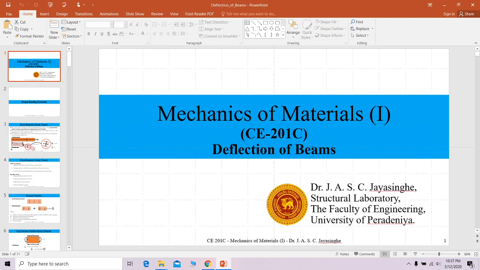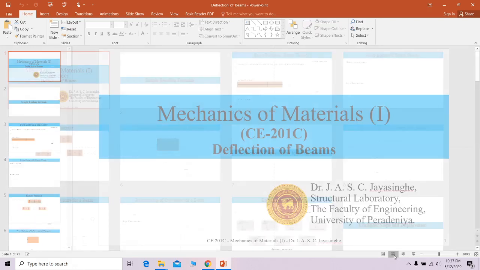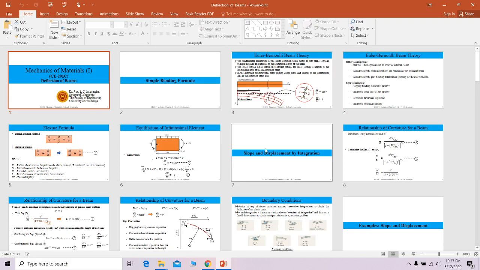This is another video lecture, and it will cover the deflection of beams. This section mainly contains three components. The first part: we are going to study how to derive equations to get slope and deflection of beams by using the integration method.